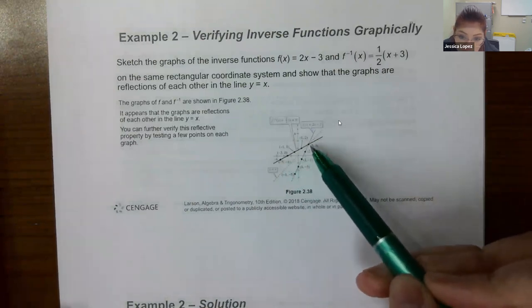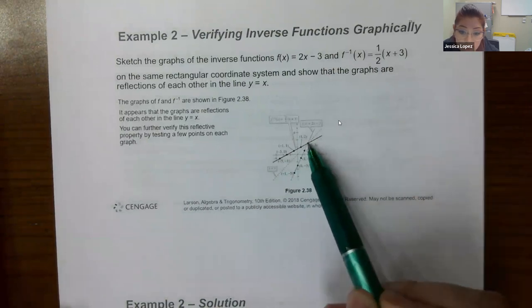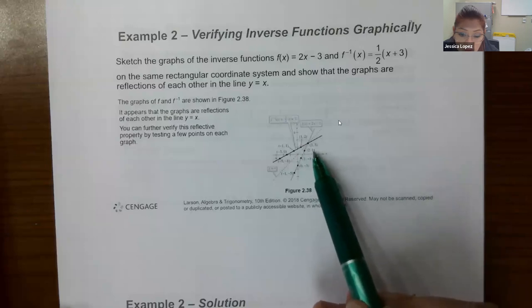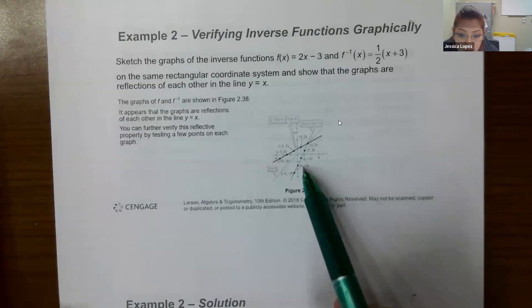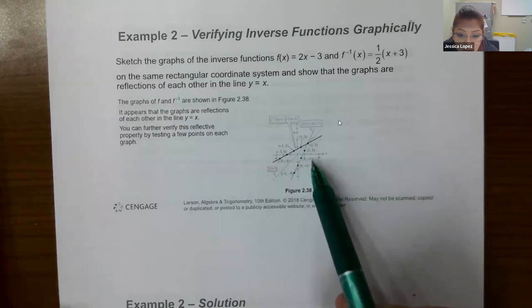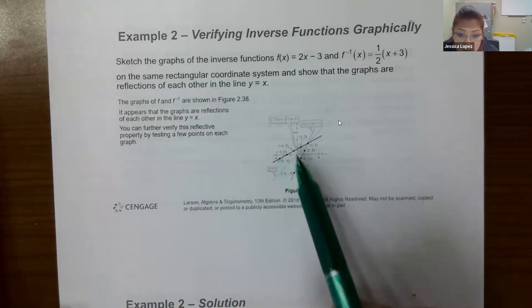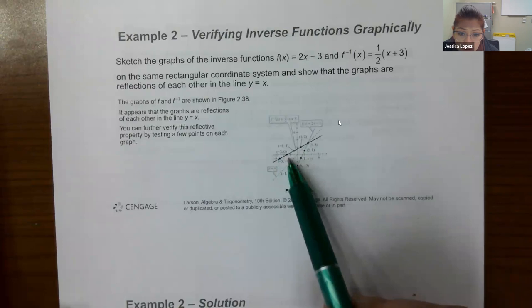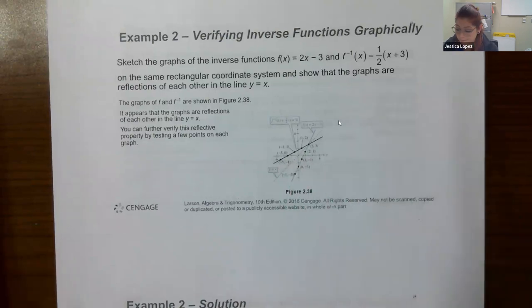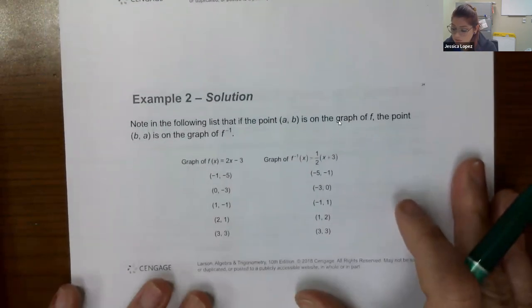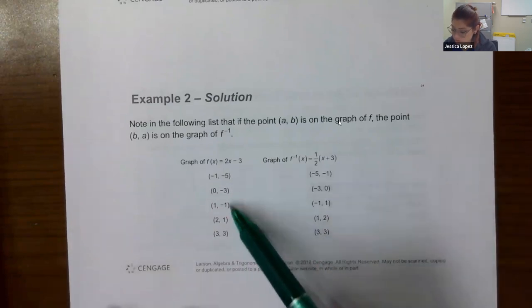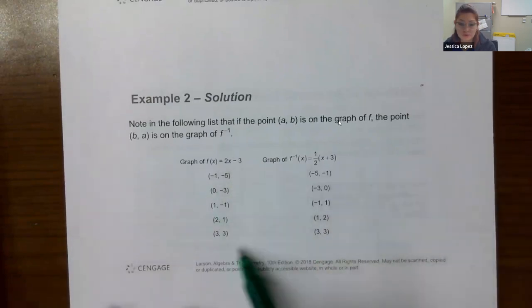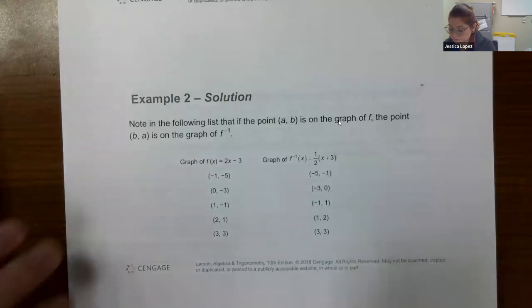And if you notice, look, 3 and 3, if I swap 3 and 3, it's still 3 and 3, which is why they both share that same point. But here, if I took 2 comma 1 and I swapped it, I end up with 1 comma 2. If I take 1 and negative 1 and swap them, I end up with negative 1 and 1. If I take 0 and negative 3 and swap it, I end up with this point right here. And then if I take negative 1 and negative 5 and I swap it, I end up with this point right there. Okay. And so they're just saying, notice that if you took all those points for the original f and you swap them over, you would get all the points for the inverse.